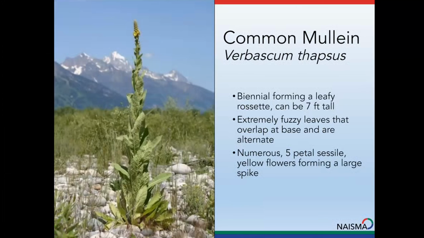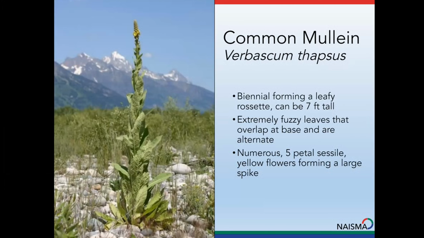Here's common mullein, Verbascum thapsus. It is a biennial, forming a leafy rosette the first year and a flowering tall stalk the second year. Can be very tall, 7 foot tall in areas. Tends to like to grow in disturbance, gravel bars, places with disturbance in fields.